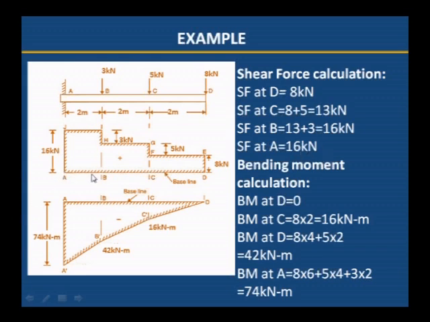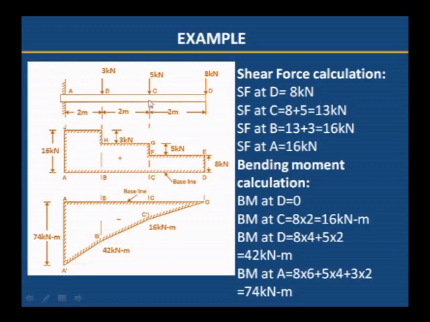To draw the shear force diagram, first draw the horizontal line, and then starting at point D, we have the 8 kilonewton upward, and you can observe this vertical line is equal to the 8 kilonewton point load. The shear force value will be equal to this vertical point load, 8 kilonewton. Then from D to C there is no load, therefore we have to draw a horizontal line. The shear force diagram will be a horizontal line if there is no load between two loads. If a load is there, then it will be a vertical line.